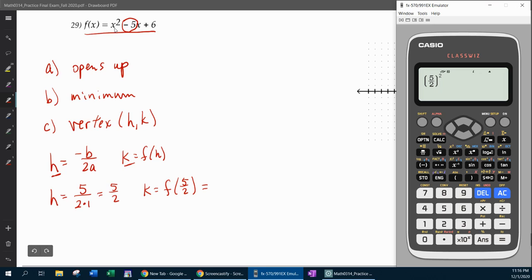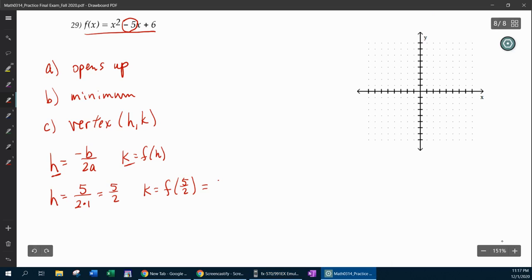squared. Notice what I'm doing is I'm plugging that in for x there, right? f of 5 halves says to plug 5/2 in for each x. So that's going to be 5/2 squared minus 5 times 5/2 plus 6. And the y-coordinate of the vertex is going to be negative 1/4.